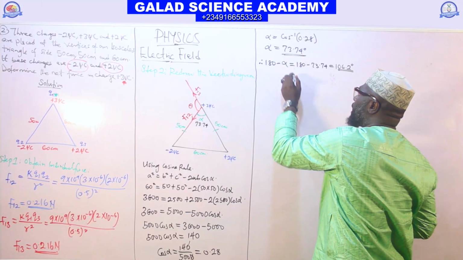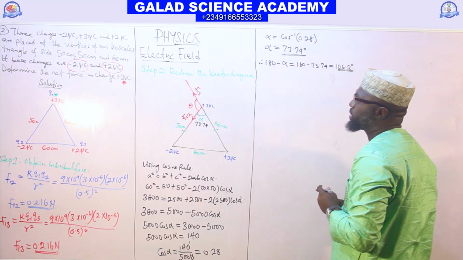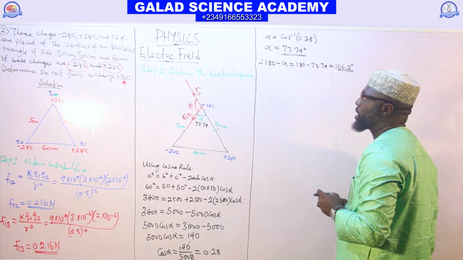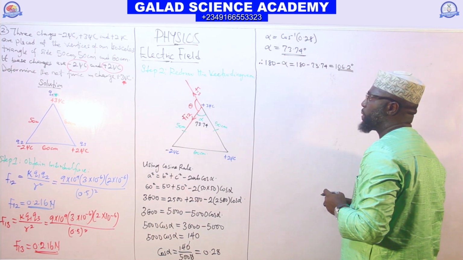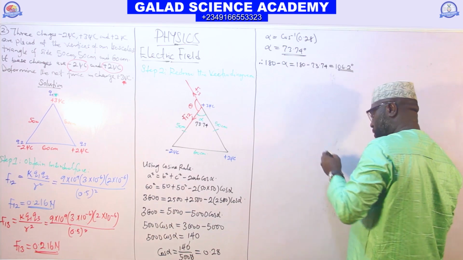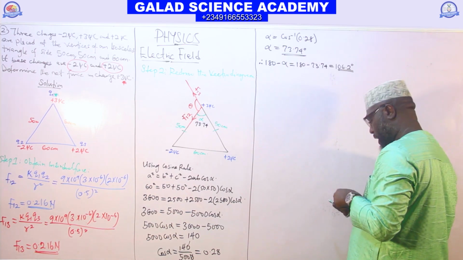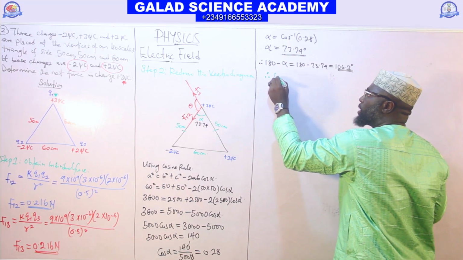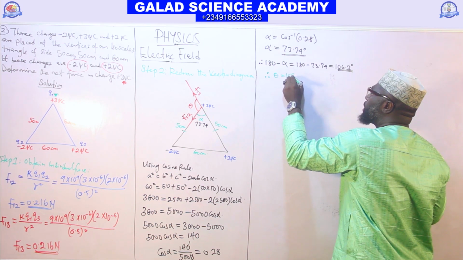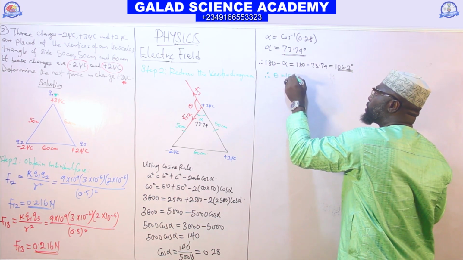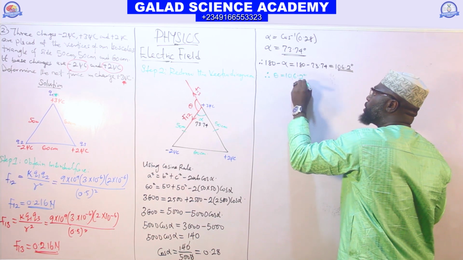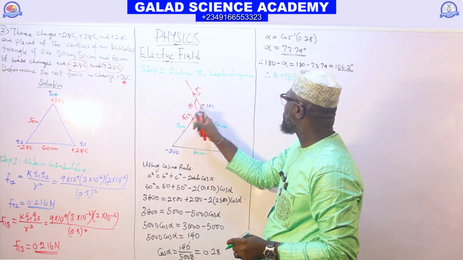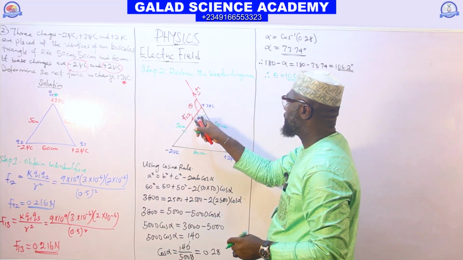Sorry, minus alpha. Therefore, you can now say what? The angle theta. Therefore, the theta will be 106.2 degrees. So we throw this now on a straight line. We need to get the theta.